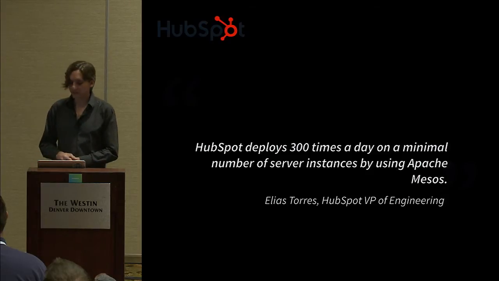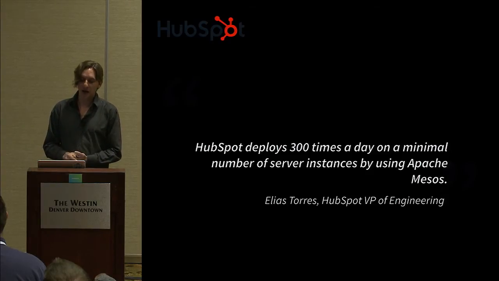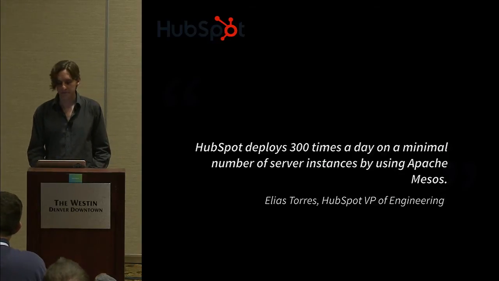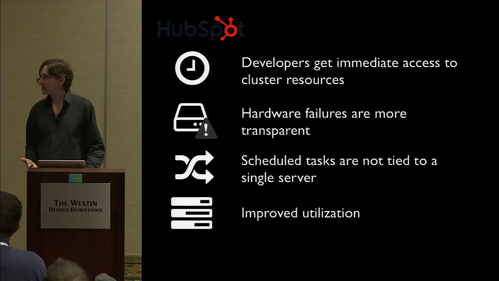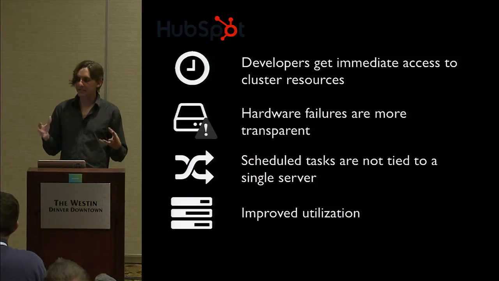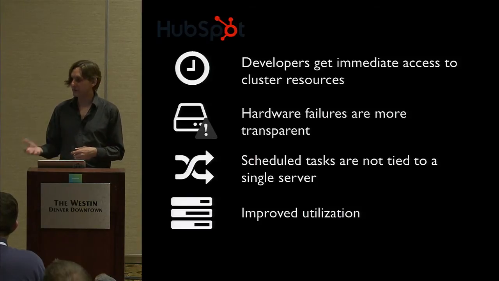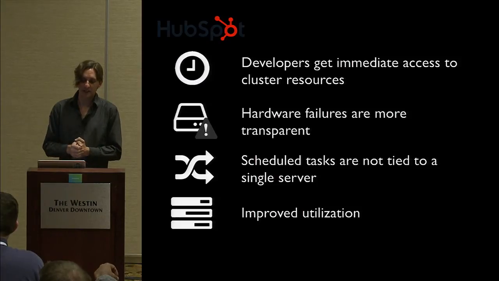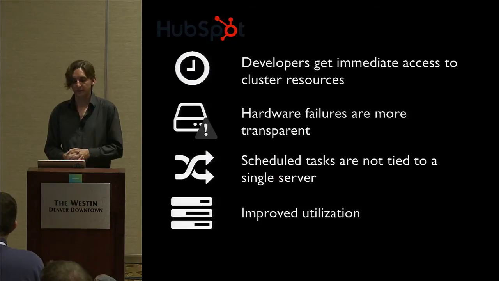According to the VP of Engineering, Elias Torres, HubSpot deploys 300 times a day on a minimal number of servers by using Apache Mesos. They've reported numerous benefits from using Mesos. They get reduced time to deploy and reduced developer friction because developers get immediate access to cluster resources, whether for scaling or introducing new services. And developers no longer need to understand the process for requisitioning hardware or servers.